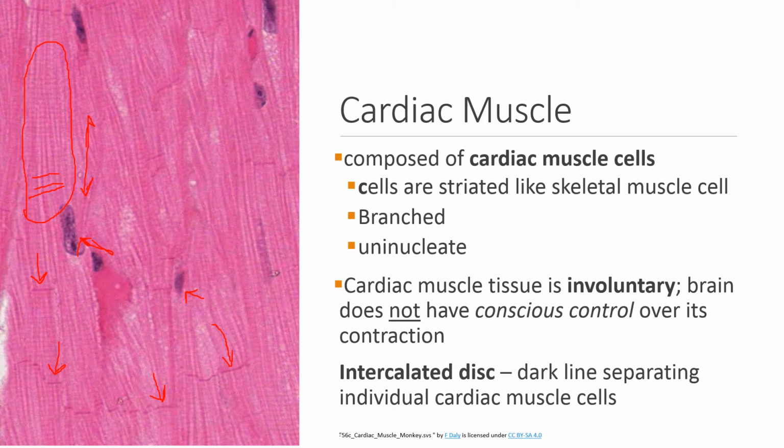So if you happen to have this on a lab practical and you're not sure what tissue you're looking at, see if there are stripes and see if you see those intercalated discs. Those would let you know that you're looking at cardiac.